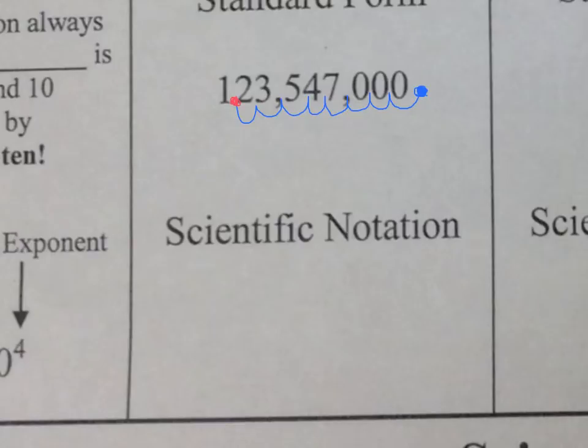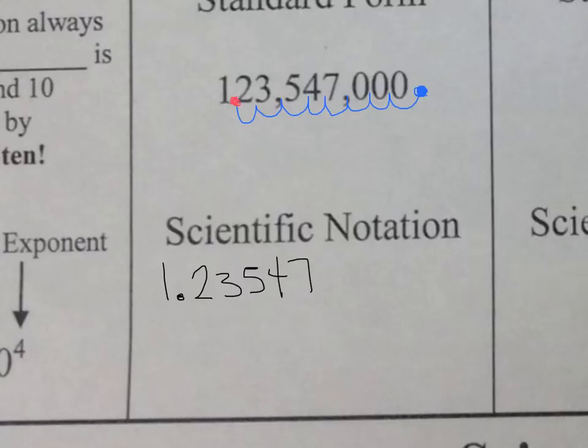That gives us the number 1.23547. I don't have to put all those extra zeros because they're not significant digits. So our decimal goes between the 1 and the 2 because we need a number between 1 and 10. So we have 1 and 23,547 hundred thousandths.